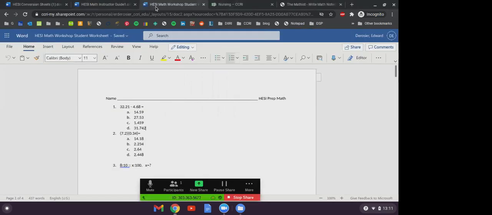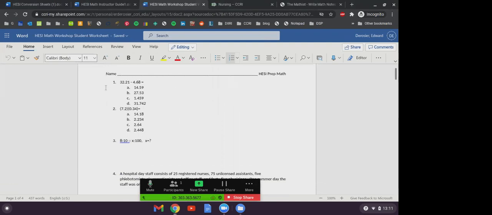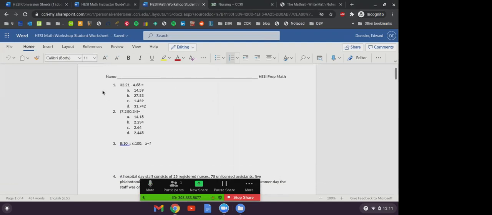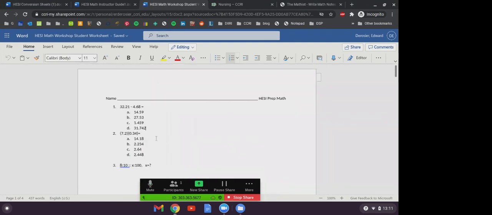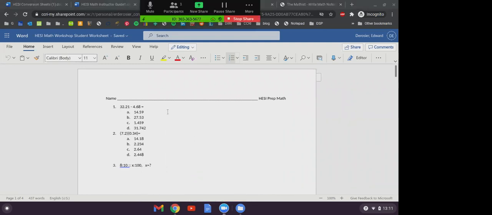So let's look here. This is what I would call the student copy of the workshop. This is what I would normally hand out in printed form in an in-person workshop. It's basically just a big list of questions that we're going to go over together. Okay. So when I look at this first question here, I'll make it a little bigger for you.